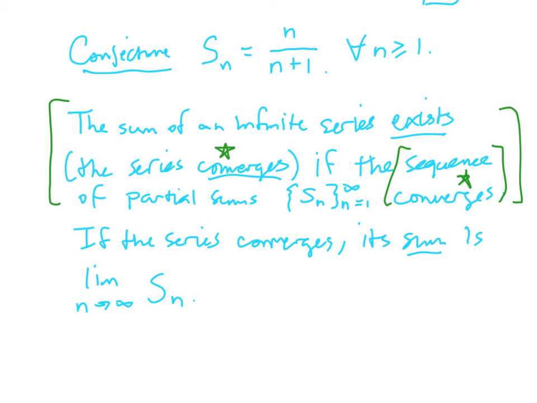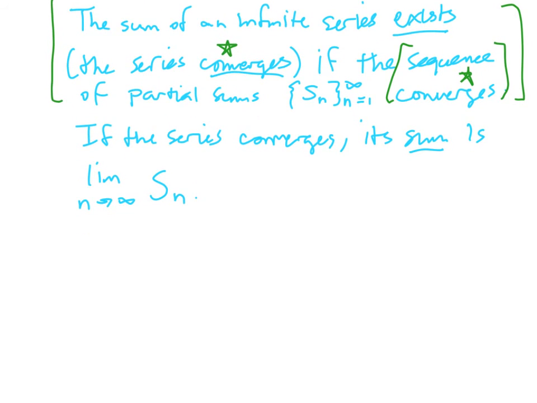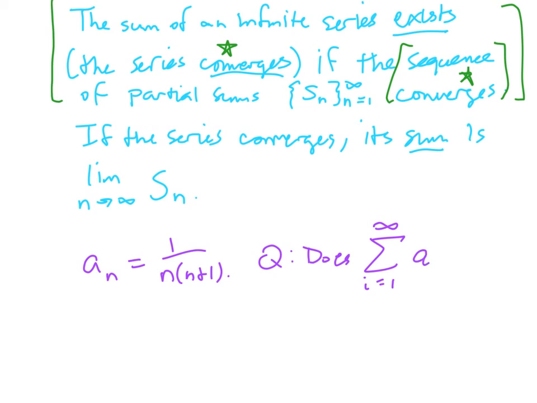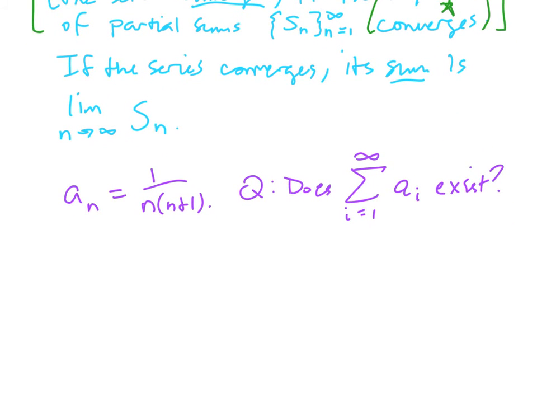So in this particular example, again, for I hope the last time, I realize I'm going off on a few tangents here. Remember, I said a sub n was equal to 1 over n times n plus 1. That was the example I was using earlier. And my question was, does this sum from i equals 1 to infinity of a sub i exist? Does this sum converge? Now I have this conjecture, which I could prove: I had the conjecture that s sub n was equal to n over n plus 1.